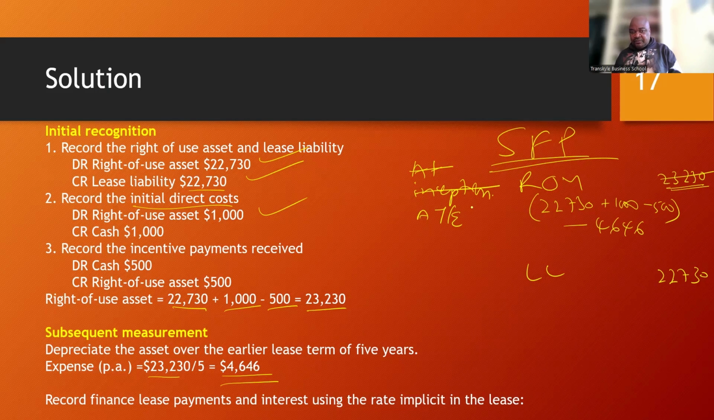230 minus 4646. So at year end, it will be 18,584. That will be the movement. That will be the dynamics.